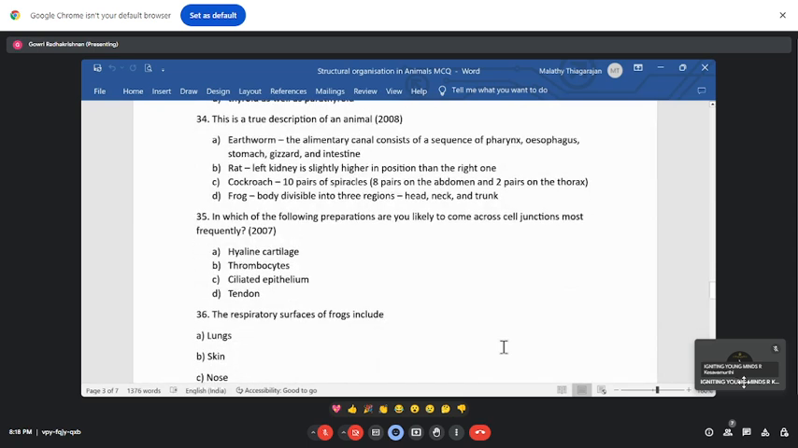34. This is a true description of an animal. Earthworm, the alimentary canal consists of a sequence of pharynx, esophagus, stomach, gizzard and intestine. Yes, earthworm has all that. Rat, left kidney is slightly higher in position than the right one. Cockroach, 10 pairs of spiracles, 8 pairs in the abdomen, 2 pairs on the thorax. Frog, body divisible into 3 regions, head, neck and trunk. You tell me now.